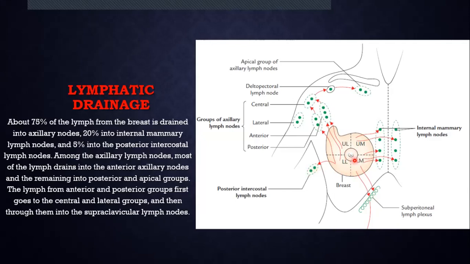Then from the upper medial, especially from this medial side, they drain into the internal mammary lymph nodes or the parasternal lymph nodes, which can communicate with the lymph nodes of the other side. So the cancer can spread from one breast to the other via this route, because the internal mammary lymph nodes of one side can communicate with that of the other side. Then from the lower medial, they also drain into the subperitoneal lymph plexus. And this subperitoneal lymph plexus can communicate with your ovary. So you will see how cancer can spread from the breast to the ovary.